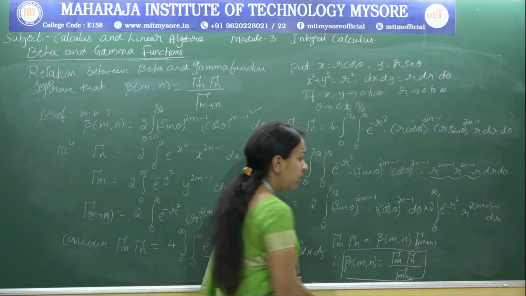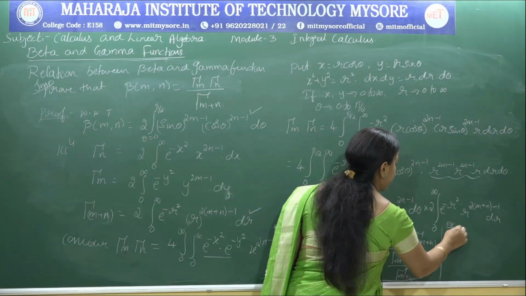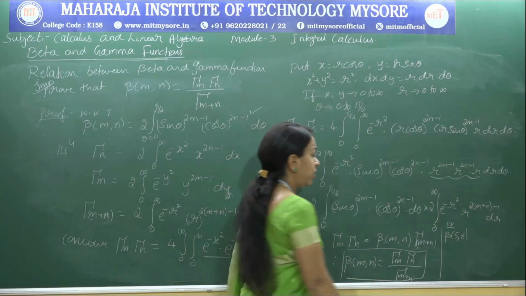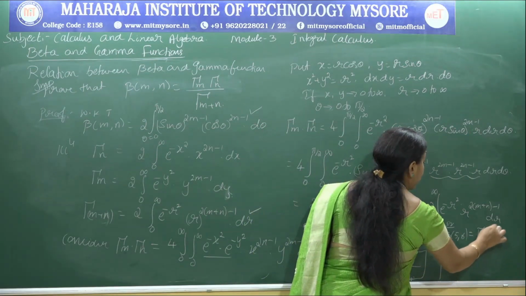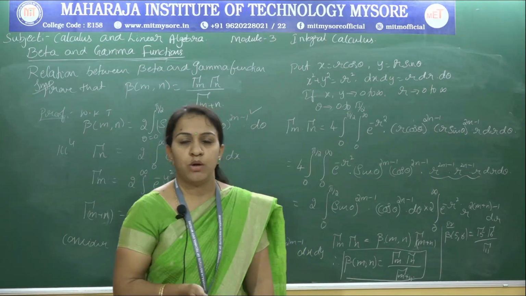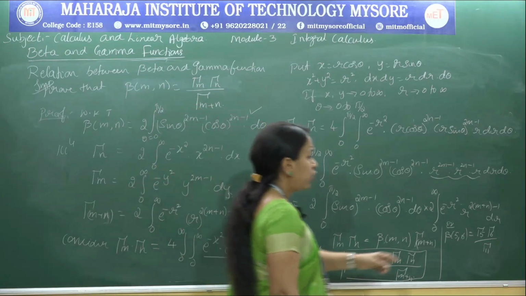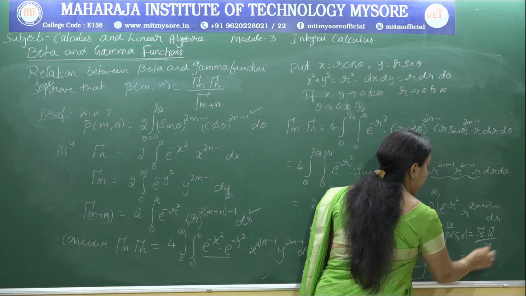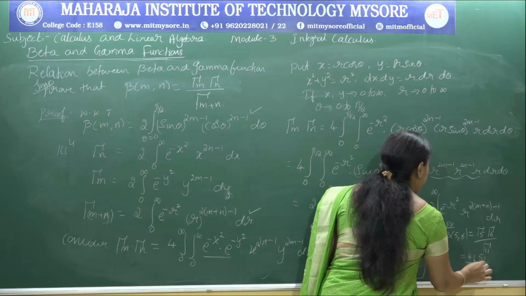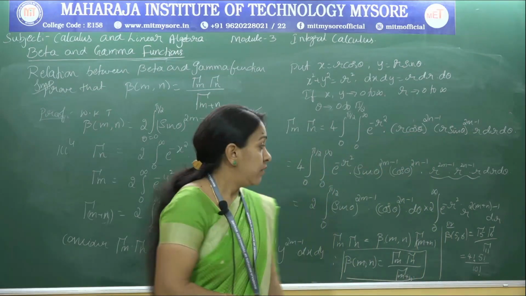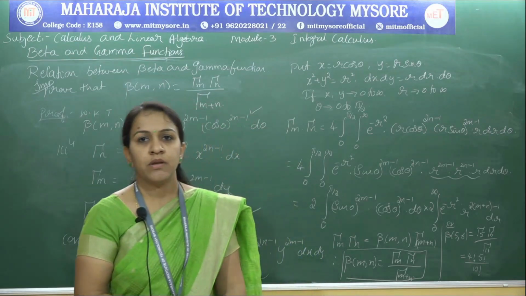So let me give an example. If I have, for example, beta 5 comma 6, I can write it as gamma 5 into gamma 6 by gamma 11. And we know the gamma n plus 1 value, that is nothing but n factorial. If I use that formula here, instead the gamma 5 can be replaced by 4 factorial and gamma 6 can be replaced by 5 factorial, gamma 11 can be replaced by the previous number, that is 10 factorial. So if I simplify that, we can obtain the beta 5 comma 6 value.